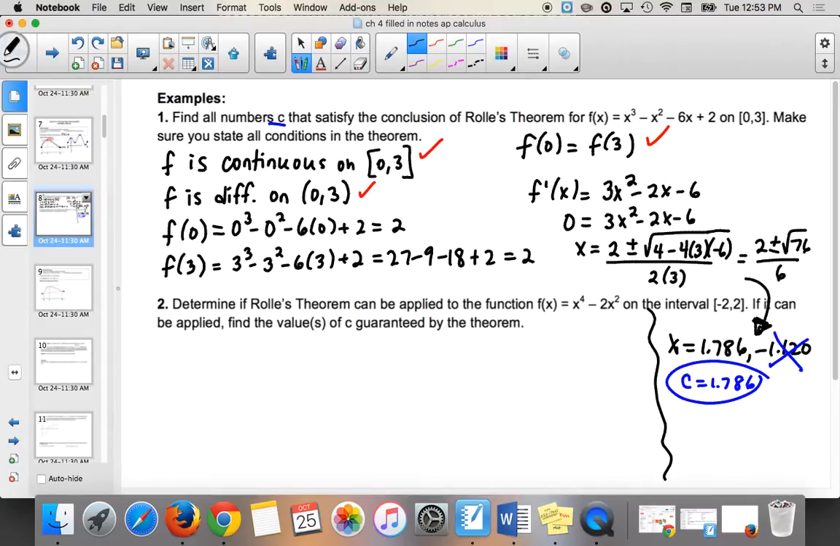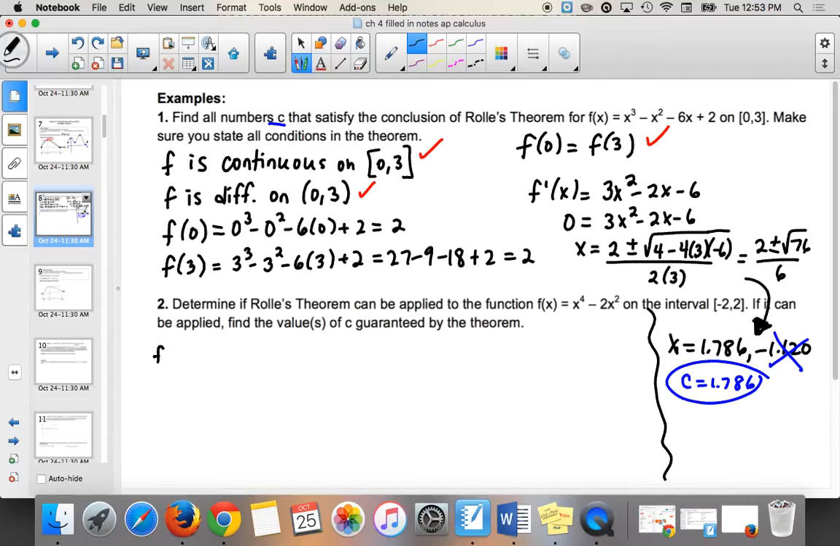So we're going to go through the same process for this one. So it says determine if Rolle's theorem can be applied. So we want to show that it satisfies the 3 conditions. And then we want to find f of negative 2 and f of 2. Okay, see if they're equal. And then find the value c by doing f prime is equal to 0.